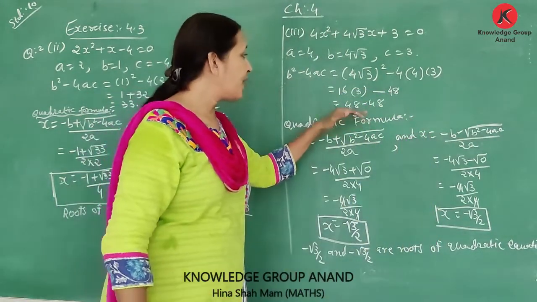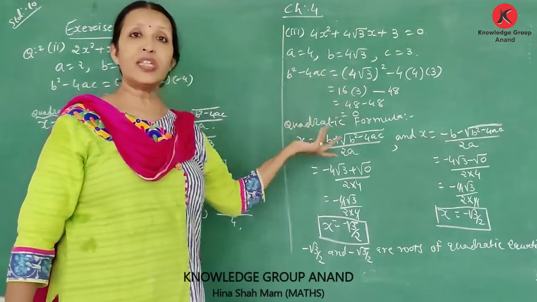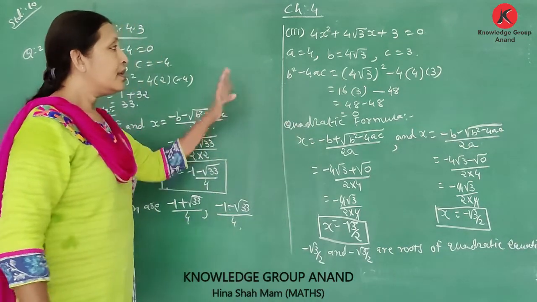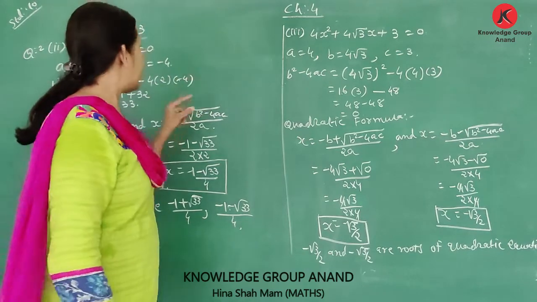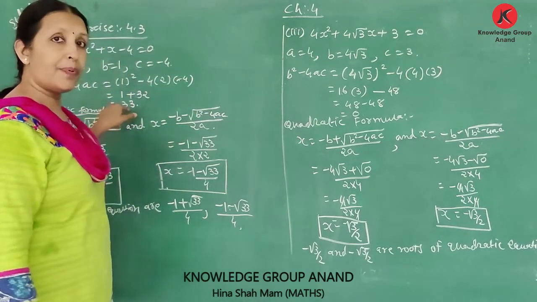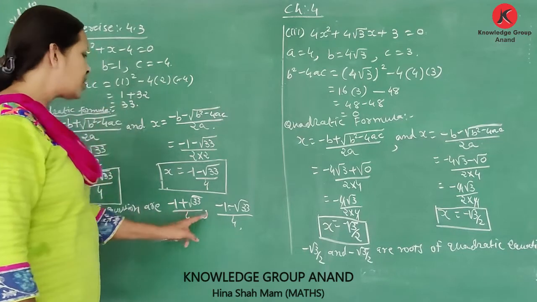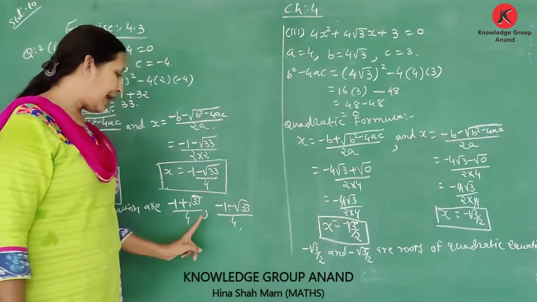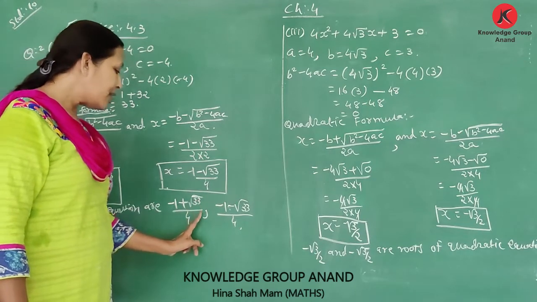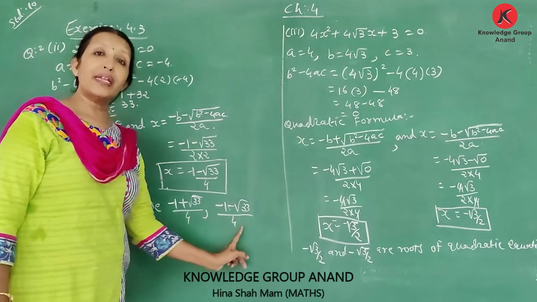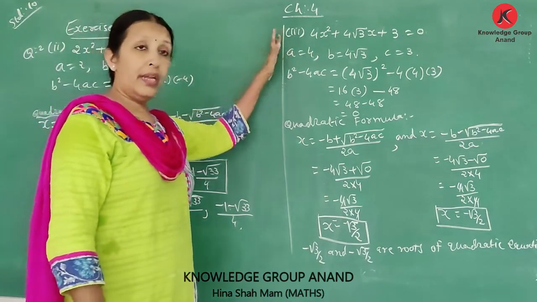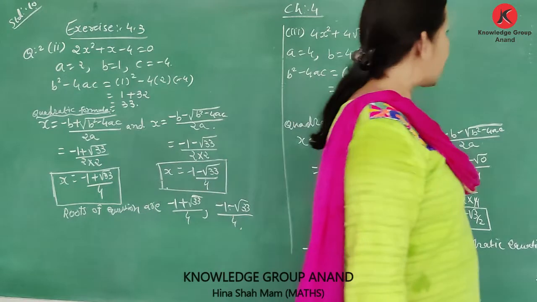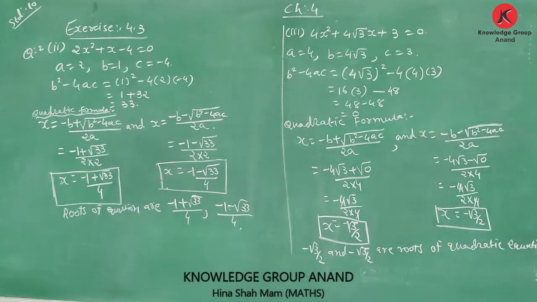But here you find b square minus 4ac, then you decide. If b square minus 4ac is equal to 0, then the roots are equal. If b square minus 4ac is greater than 0, here a positive number, therefore its roots are real numbers and different. Here minus 1 plus root 33 upon 4 and minus 1 minus root 33 upon 4. Okay? You understand this question, number second and third.